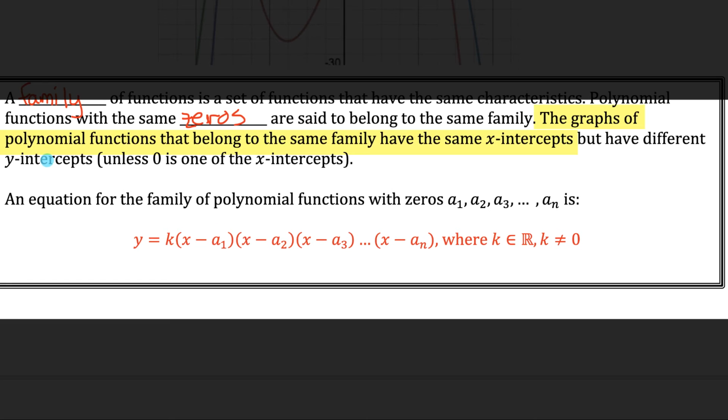The graphs of the polynomial functions that belong to that same family have the same x-intercepts, right? The zeros of the equation correspond to the x-intercepts of the graph. And I should point out the x-intercepts have to be of the same order. But these graphs of the functions that are part of the same family may have different y-intercepts because of the stretch or compression factor out front, this k value right there.